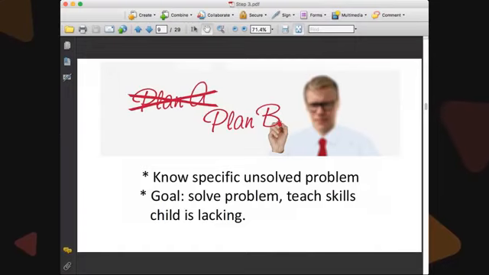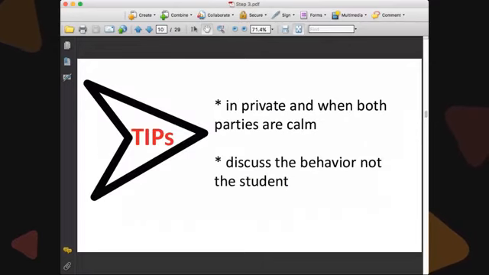So the goal of Plan B is to not only solve the problem, but to teach your child those skills that they're lagging in right now. Tips that Ross Greene gives are to make sure that you have this collaborative discussion in private, when both you and your child are calm. And you want to make sure that you focus on the behavior, not the student.